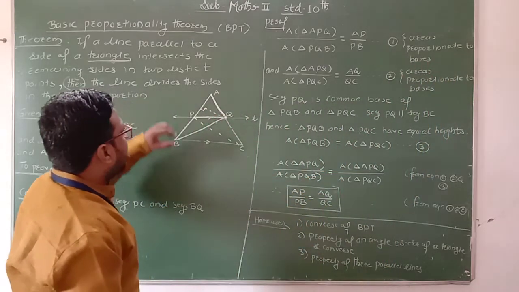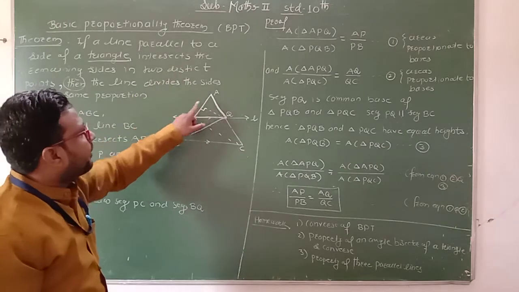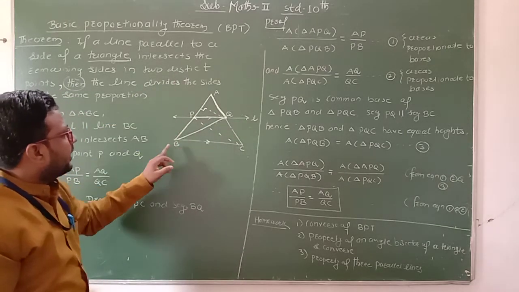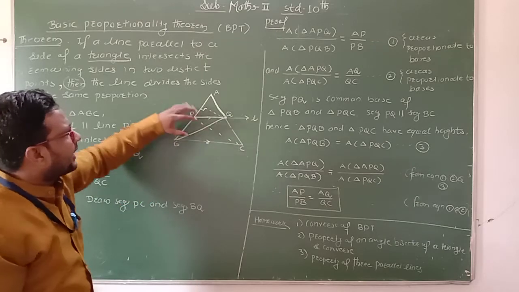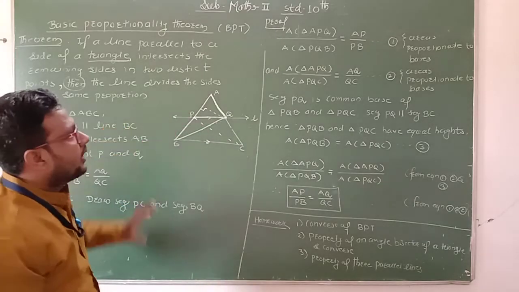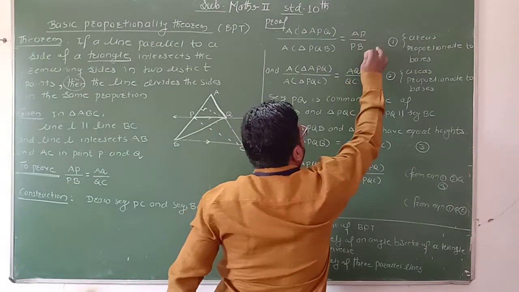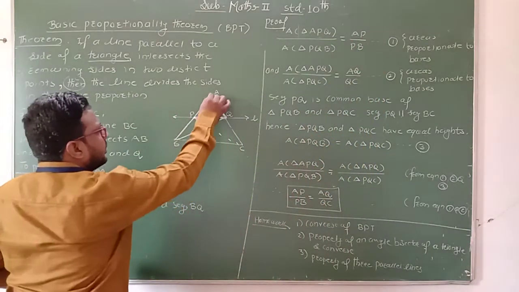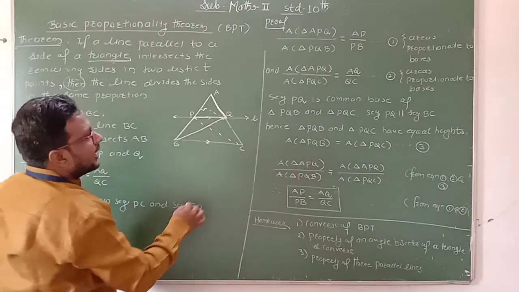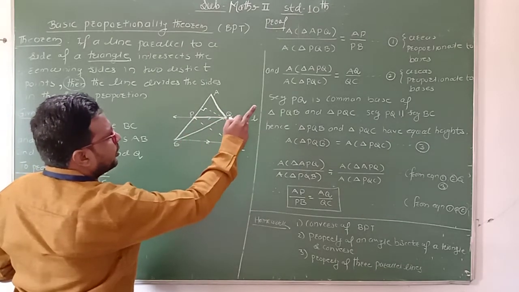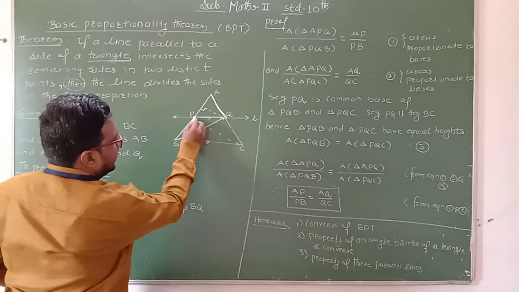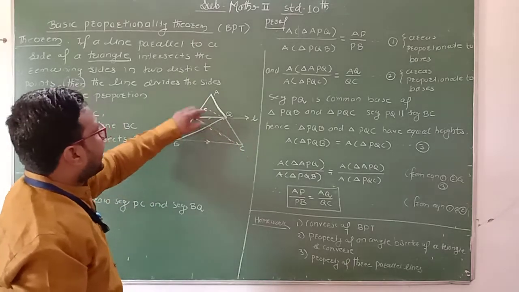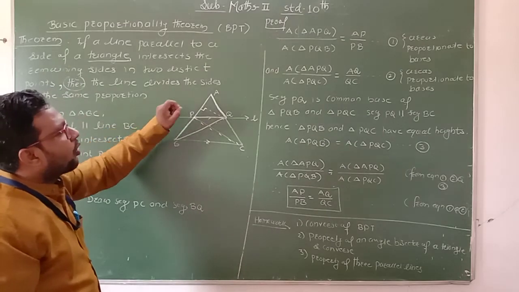This is equal to, now what is the base for the triangle APQ? AP is the base, and what is the base for the triangle PBQ? That is PB. Clear? Therefore, here we get AP upon PB. Similarly, for the ratio of triangle APQ, this small triangle, and the second triangle, PQC. PQC is the second triangle. If you think about these two triangles, again these two triangles have the common height.